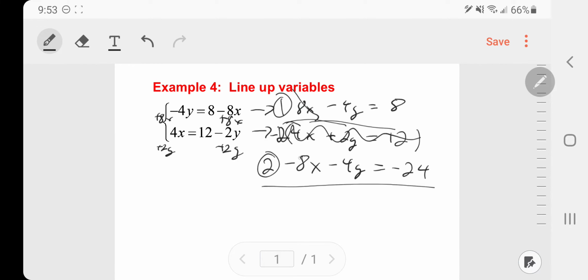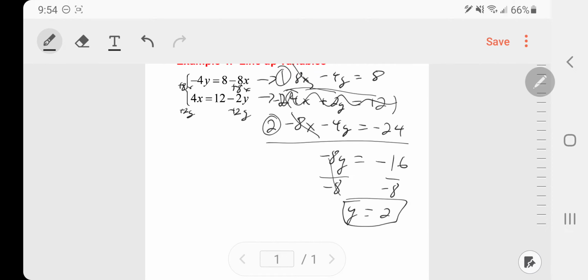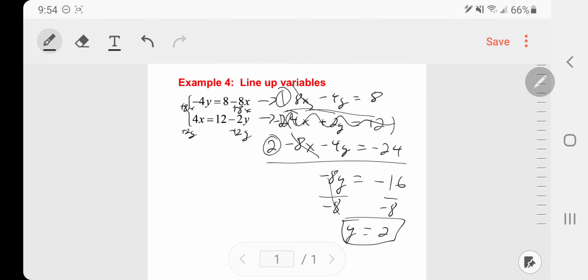Okay, so 8x minus 8x, that cancels out. There's your elimination. Negative 4y is going to give me a negative 8y when I add those together. And negative 24 and 8 is going to give me a negative 16. Divide by negative 8 on both sides, and we get y equals 2. Okay, so we have one of our variables. We now need to solve for the other one.